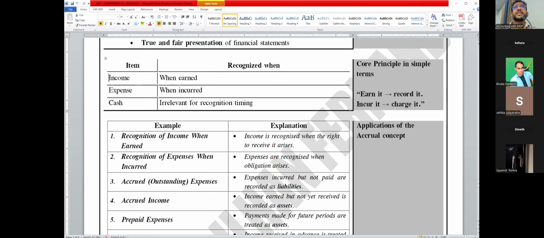Income is recognized when it is earned. Expense is recognized when it is incurred. And cash is irrelevant for recognition timing. Understood? Perfect.